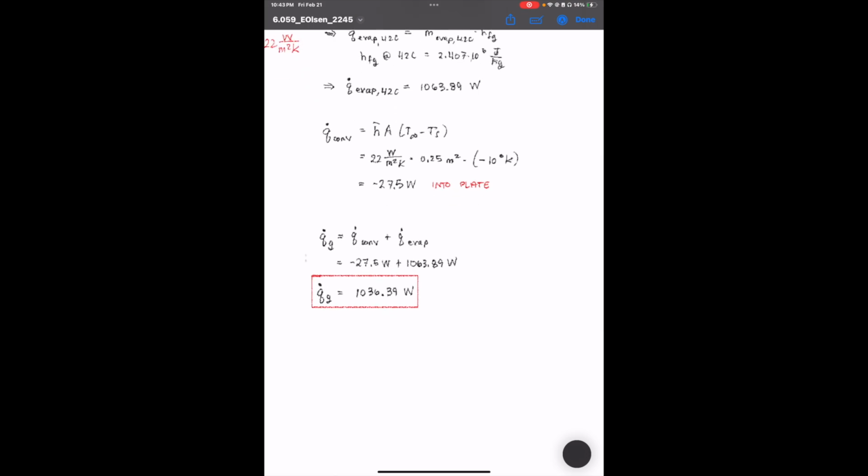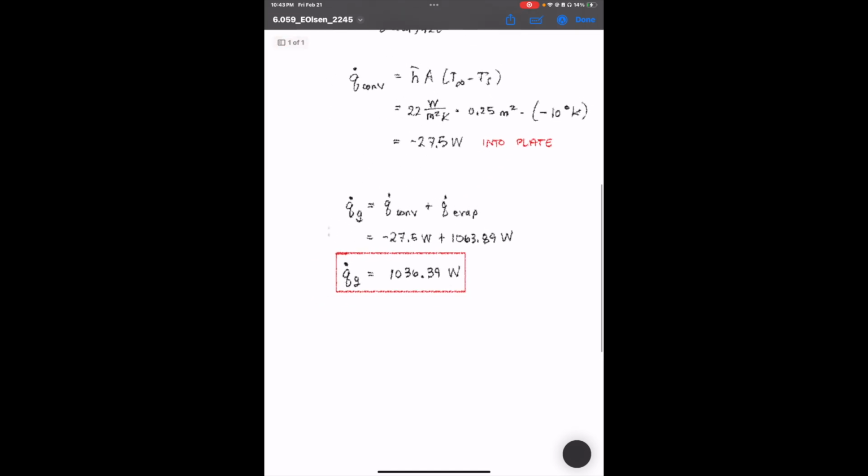And then we can simply calculate the required heat input to the system to keep that isothermal plate, which is just going to be our heat transfer due to convection plus our evaporation heat transfer, and that will be negative 27.5 watts plus 1063 watts, which gives us a final answer of 1036.39 watts.